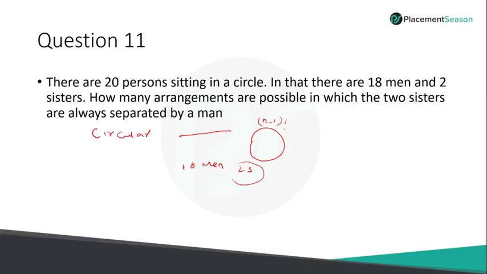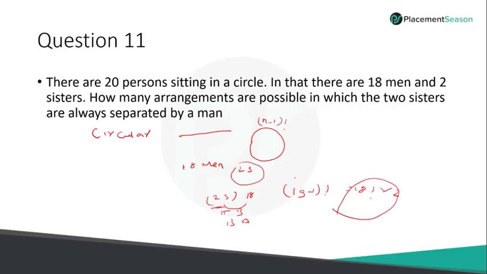So totally 18 men are there and 2 sisters. The 2 sisters should always sit together. So it means 2 sisters and 18 men. So totally how many persons are there? 19. So take the sisters as a single object. There are 19 people. How many arrangements are possible in circular permutation? It is 19 minus 1 factorial, that is 18 factorial. This is the overall arrangement, and the 2 sisters can be arranged in 2 different ways, correct? The first sister may be right to left or left to right, so 2 different arrangements are possible. So the final answer should be 18 factorial into 2.